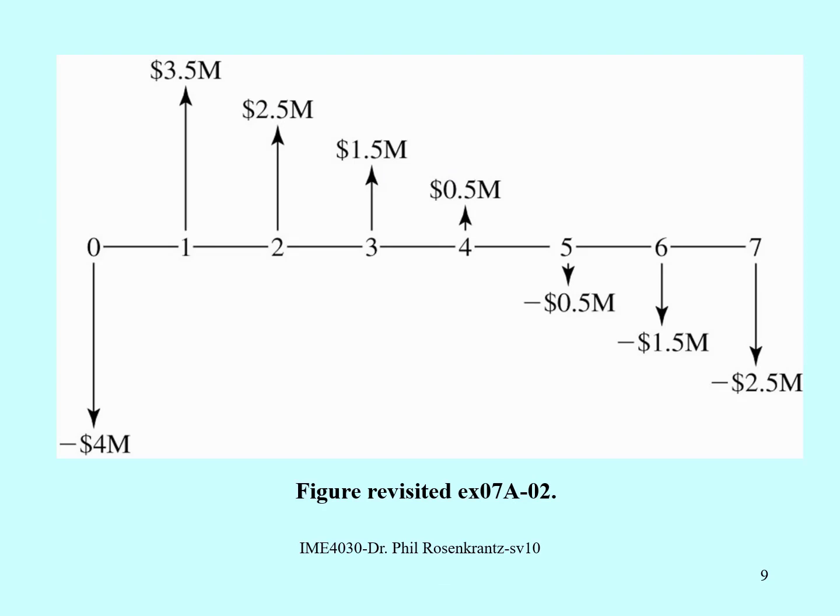So here we have an example with two sign changes. First, we have an expense of 4 million, and then we have income for 4 periods. Those are the up arrows you see, and then we have expenses or cost in the last 3 time periods. So we have two sign changes, one between years 0 and 1, and another one between years 4 and 5.